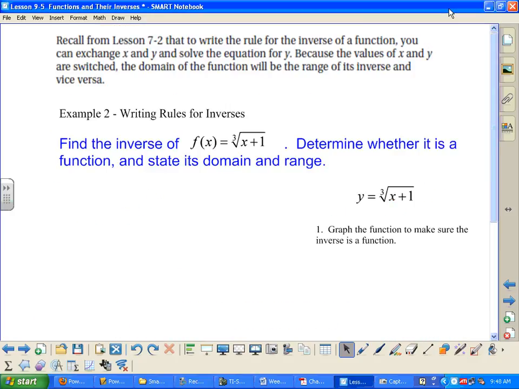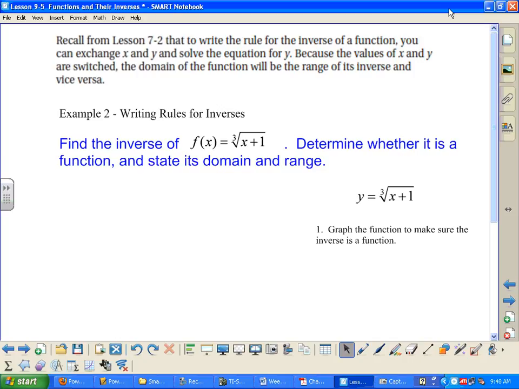If you recall from lesson 7-2, to write the rule for the inverse of a function, you can exchange x and y and solve the equation for y. Because the values of x and y are switched, the domain of the function will be the range of its inverse and vice versa. So that's one of the things we need to remember. So we're going to find the inverse of this function, cube root of x plus 1, and determine whether it is a function and state its domain and range.